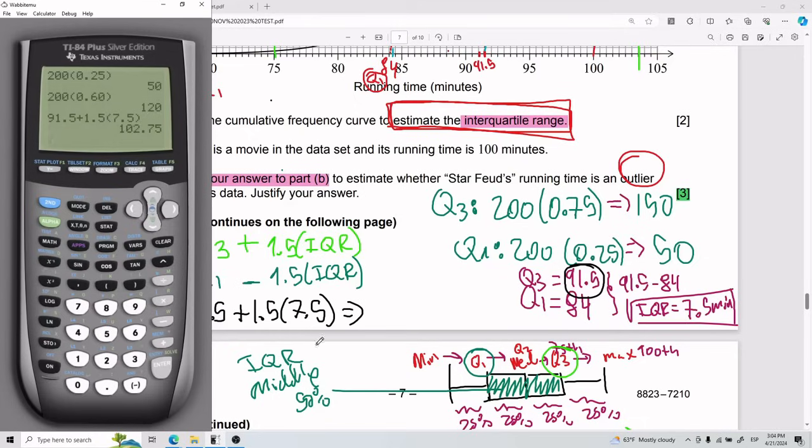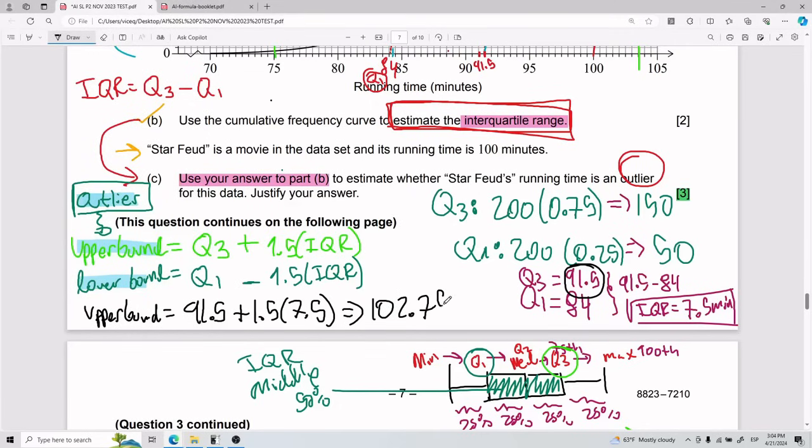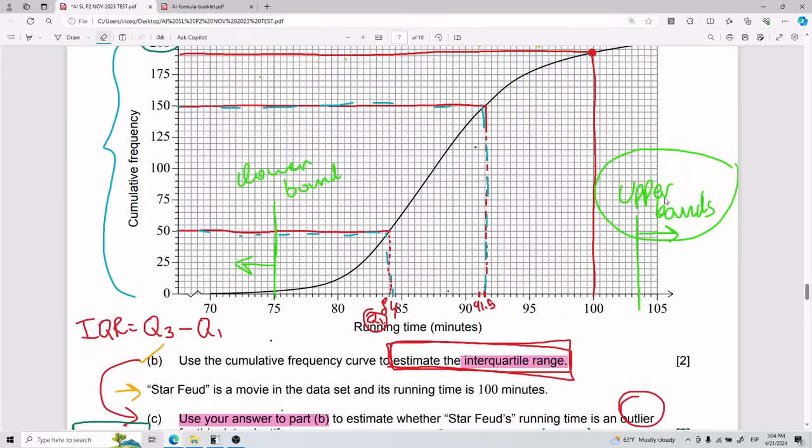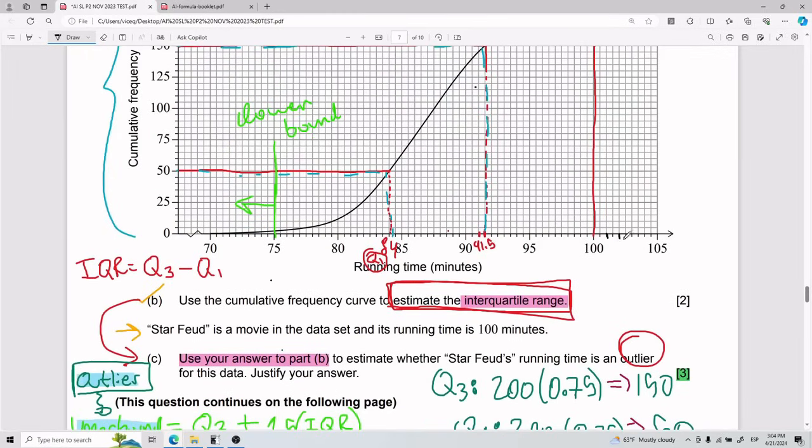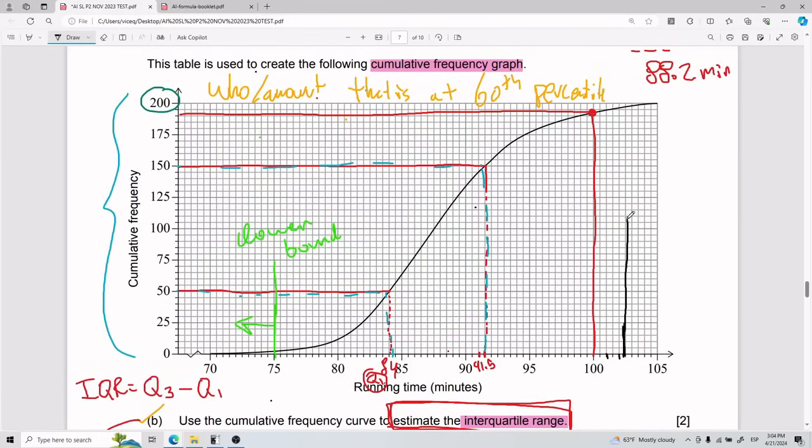So your upper bound is 102.75, which I'm going to now put in black. If this is 101, that means this is 102. It was 102.75, so it's around here. So anything to the right of this would be considered an outlier. For example, these movies here mathematically are considered outliers. So this is your upper bound, and anything to the right is outliers.